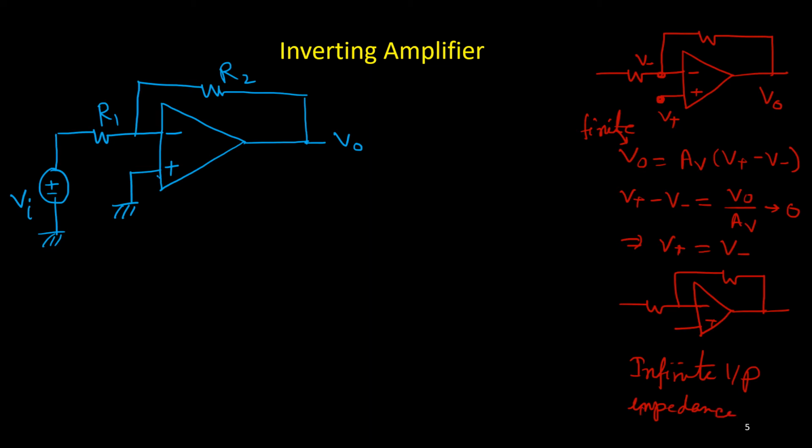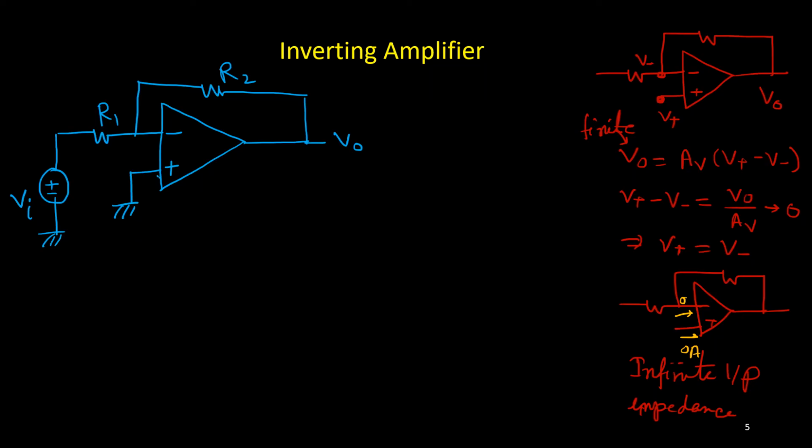Okay, so because of this, no current will enter this device. So this current is 0. This current is also 0 ampere. Okay, so these two principles will be used to solve all the problems related to op amp.